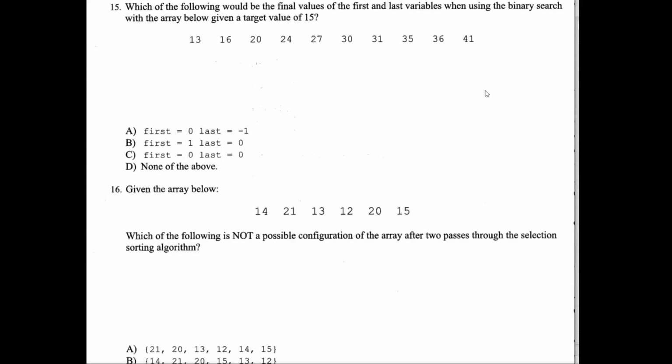Moving on to question 15, it asks which of the following would be the final values of the first and last variables when using the binary search with the array below given a target value of 15. We can see this is again an array of size 10, and the target value of 15 is not found in the array. It's between 13 and 16.